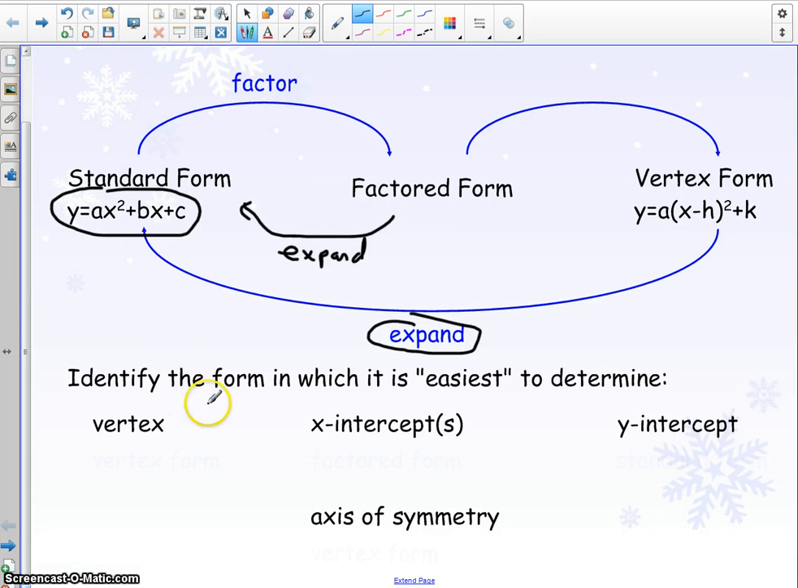Before we get into that, I want you to think about, now that we've seen three forms, in which form it is easiest to determine certain features of the parabola. If we were trying to find the vertex, which form would be the easiest to look at? If we're trying to find the x-intercepts, y-intercept, or axis, which form would be easiest to determine just by looking at the equation? Take a minute and think through that, and in a second we'll go through the answers.